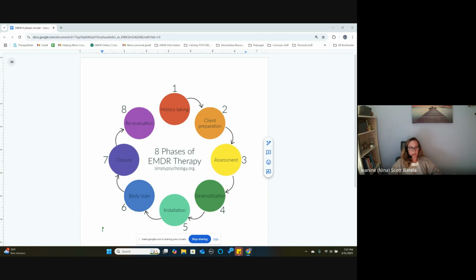EMDR uses eye movements, tapping, physical movements, and even sound that is bilateral, so that it is experienced on one side of the brain and then the next. It was discovered in the 1990s that by stimulating your brain in a bilateral fashion, it can help you reprocess or store difficult memories and experiences in a way that they are less emotionally taxing. EMDR has its roots in trauma, and it also has many other applications with many other mental health presentations.